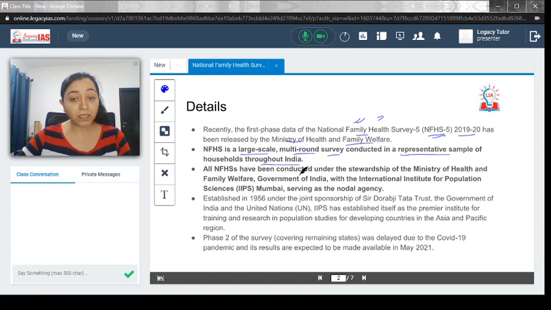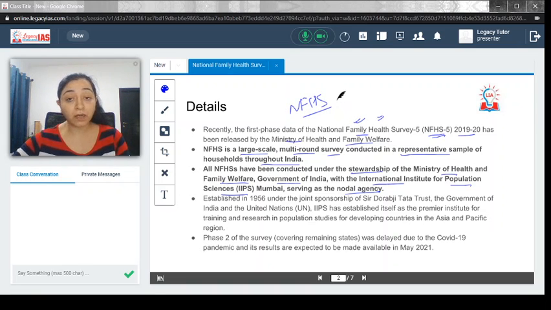All NFHS has been conducted under the stewardship of the Ministry of Health and Family Welfare, Government of India. So this is the ministry in the Government of India which takes care of it, or under whose aegis the NFHS is conducted. And then there is an institution, the International Institute for Population Sciences, or IIPS, Mumbai, which serves as the nodal agency for conducting the NFHS. So this is your outline for how the NFHS is conducted: by the Ministry of Health and Family Welfare, plus your IIPS, which is located in Mumbai.